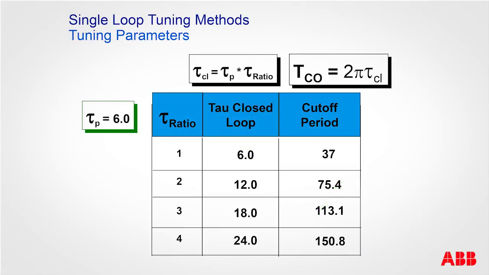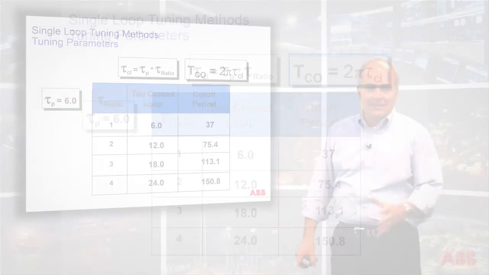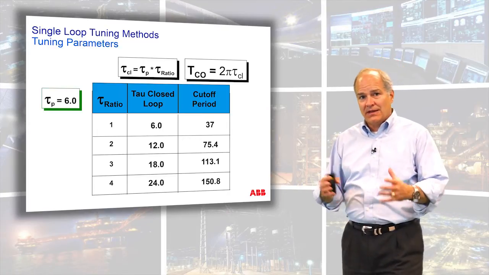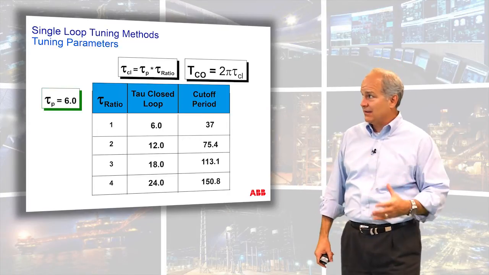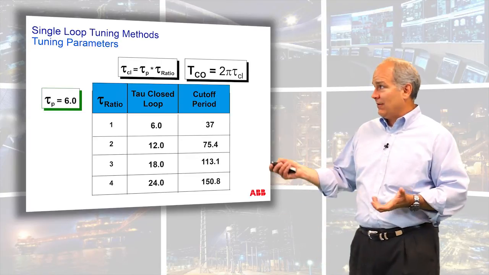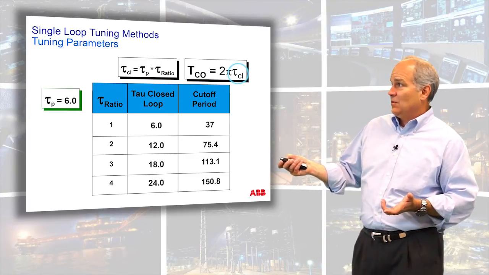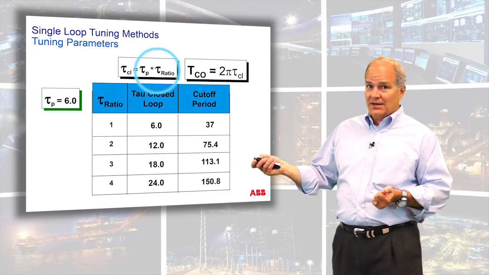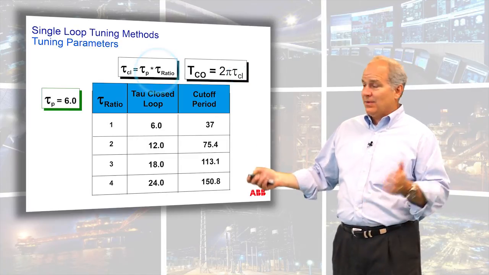Notice that at tau ratios of 1, 2, 3, and 4, my closed loop time constant is 6, 12, 18, and 24. And my cutoff period is this equation right here. It's 2 pi, remember pi is 3.14, times your closed loop time constant. Again, that's just the math behind it, and maybe in a future episode we'll talk about the theory, but right now this is just a rule: if you've come up with whatever your closed loop time constant is, which is your tau ratio times your open loop time constant, you multiply it by 2 pi, and that's the point.